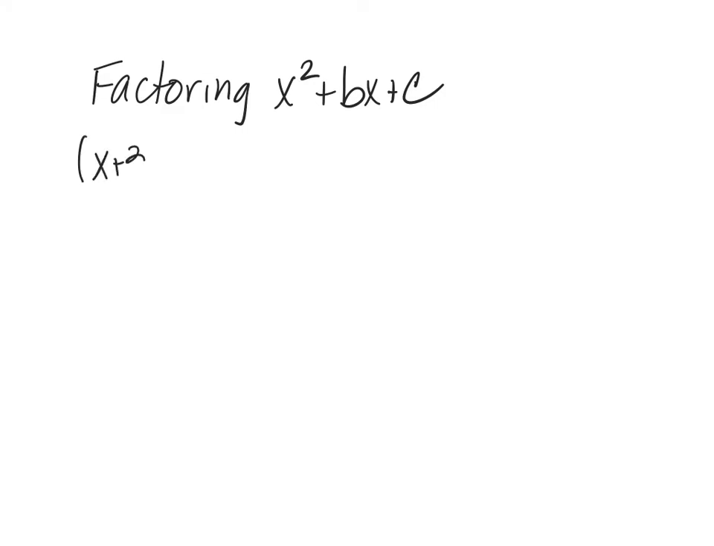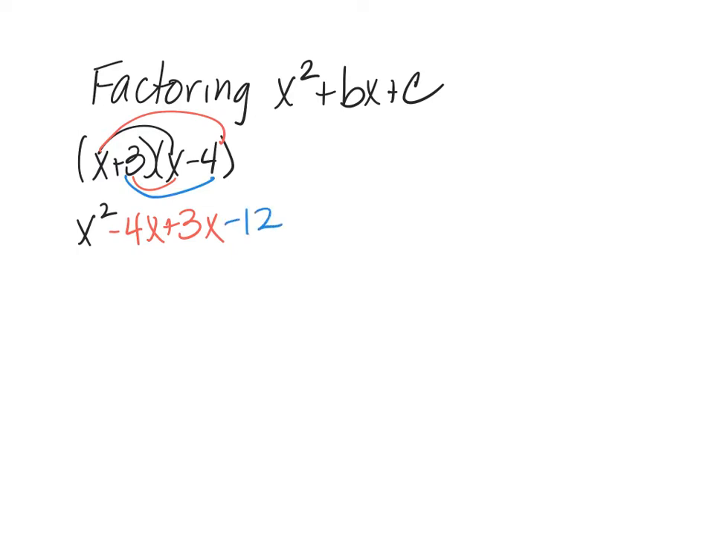The next topic is factoring x squared plus bx plus c with no coefficient. Factoring is basically reverse FOIL. Say I have x plus 3 times x minus 4. When I multiply it out, x times x is x squared, x times negative 4 is negative 4x, 3 times x is plus 3x, and 3 times negative 4 is negative 12. Putting this together, I get x squared minus x minus 12.